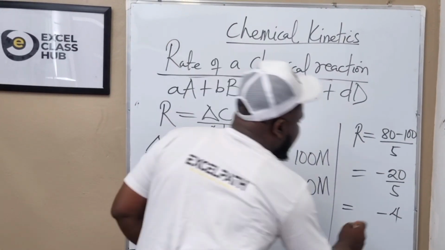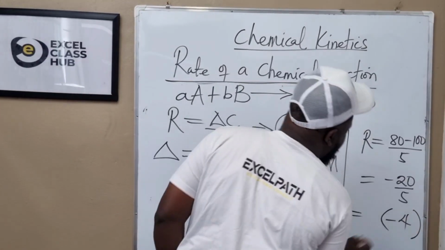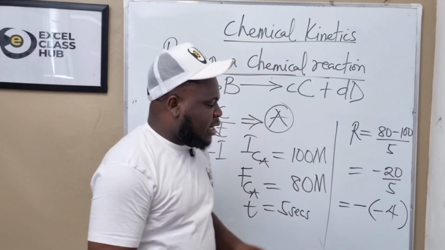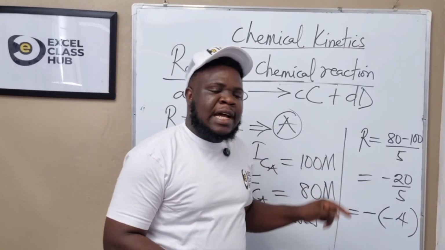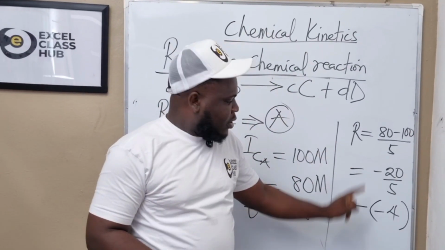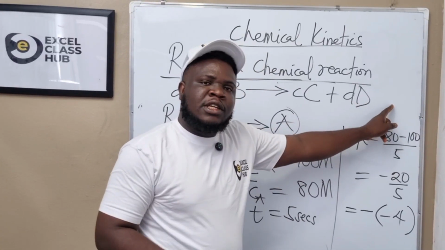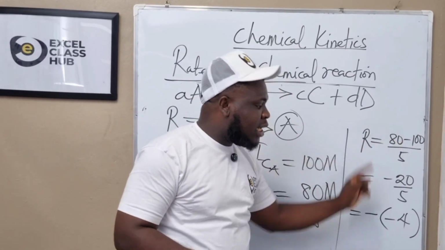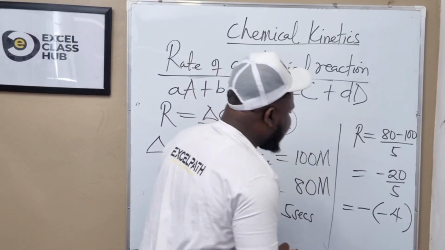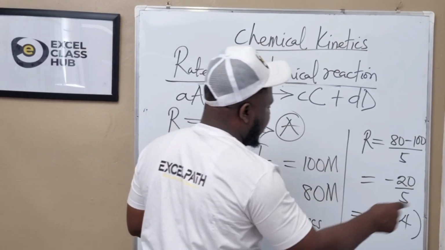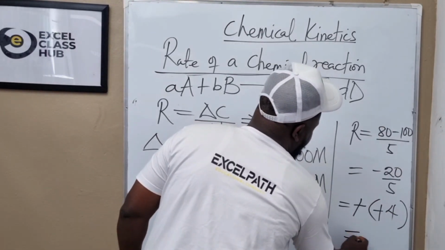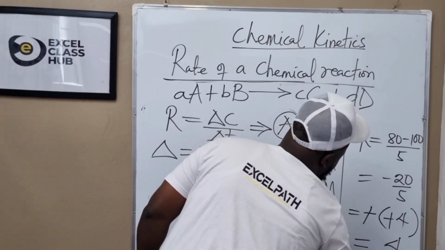So that is the reason why a negative sign is always included for reactants. The reason being that we already know that since the concentration of reactant decreases with time, when we calculate the rate using our final minus initial, it is going to give us a negative answer, which is not allowed. So that negative is always included for reactant, so that negative can cancel negative. So at the end of the day, we are going to have a positive answer.